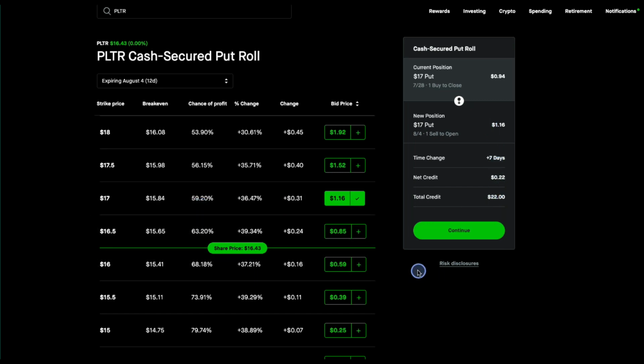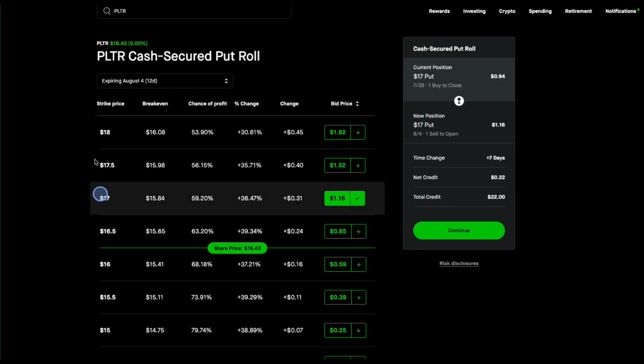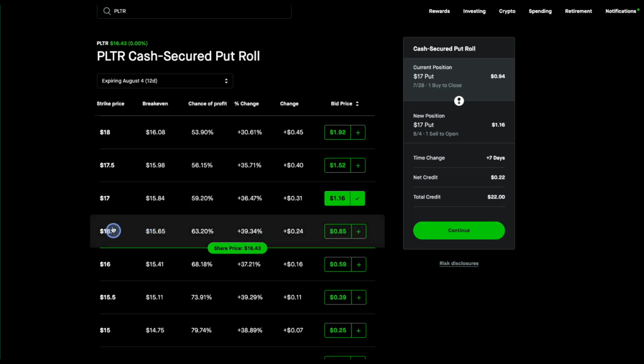So this is one option. You can then go to continue and open this position, right? That is one option you have. The other thing that you can do is change the strike price. If you think that Palantir may be in a downtrend, or it could go further down, and you don't want to have a loss on your open position, in that case, you can go down a strike.